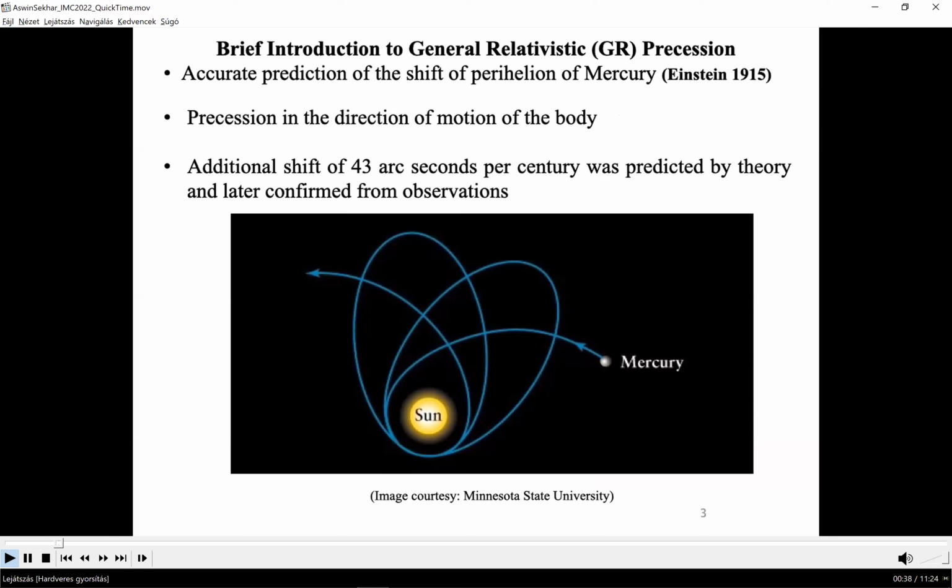And just to give you a brief introduction to GR precession, the shift of perihelion of Mercury was predicted by Einstein in 1915 using his field equations in relativity. And it was found that the precession is always in the direction of the motion of the body. And this additional shift of 43 arc seconds per century was predicted by theory and later confirmed from the observations. This is a simple schematic which shows the perihelion shift in Mercury.